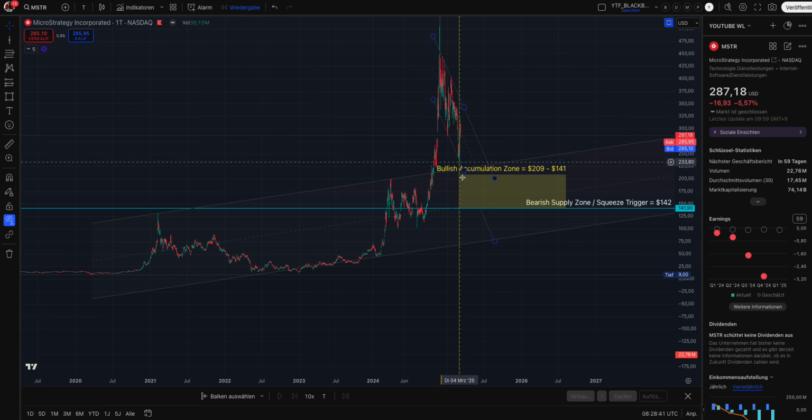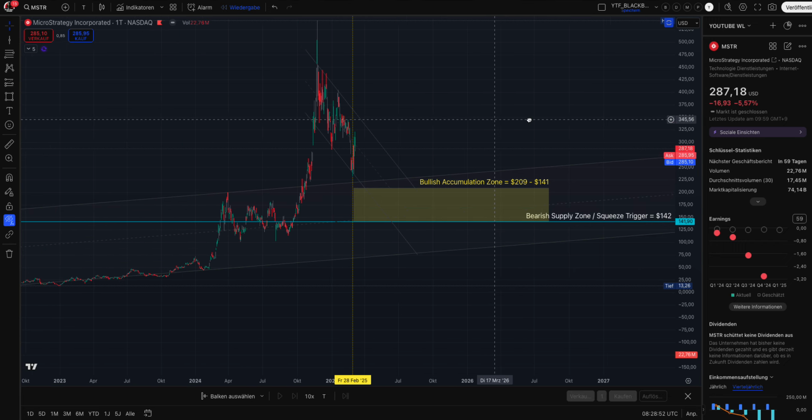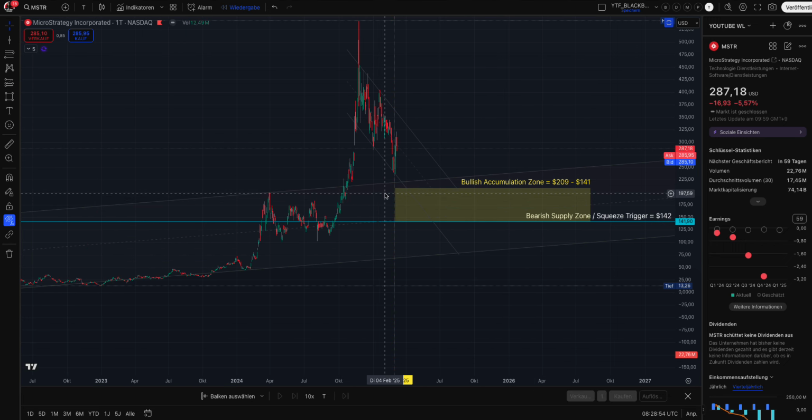here for MSTR, if we really would see a straight line to the downside, is here in the $75 range, but $142, guys, is a very, very strong support. That's why I said the bullish accumulation zone here for MSTR is between $209 and $141.